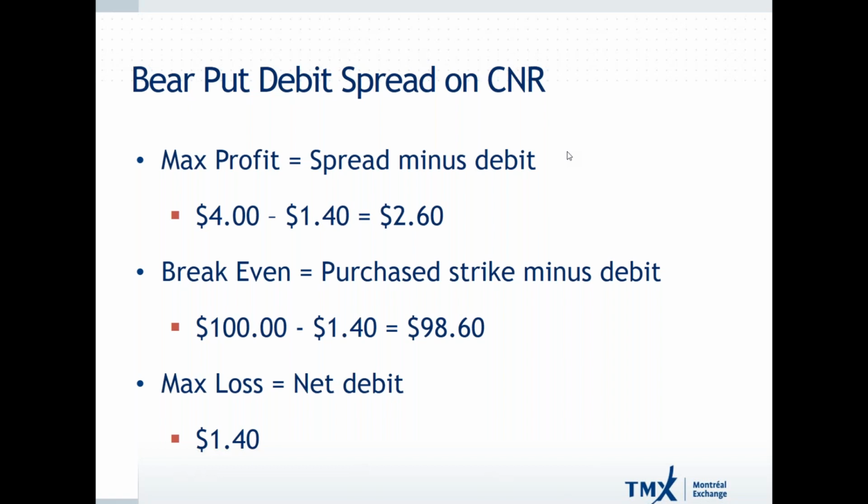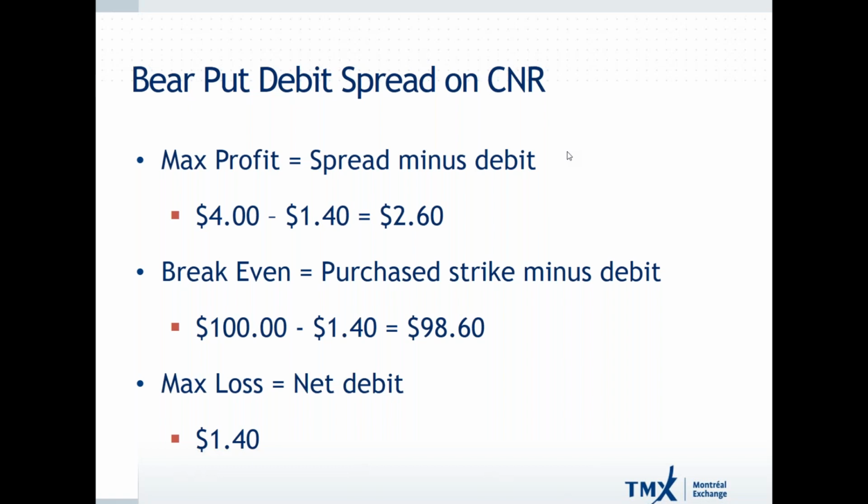Now, this trade has a break-even point. It's the purchase strike price minus the debit. So we bought the 100 strike put. We have a debit of $1.40. That means that our break-even point is $98.60.